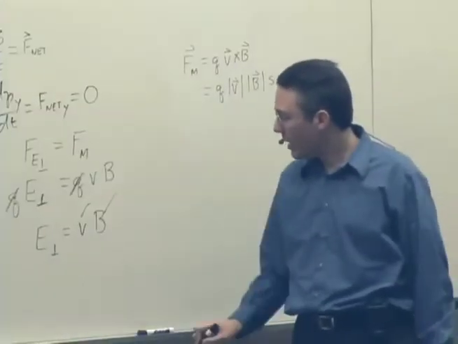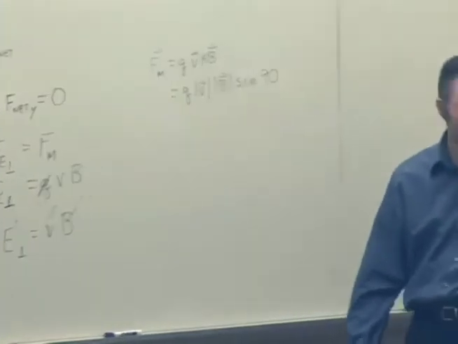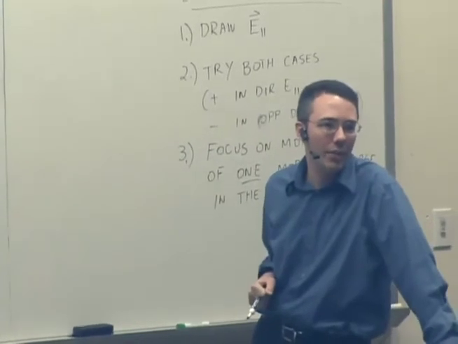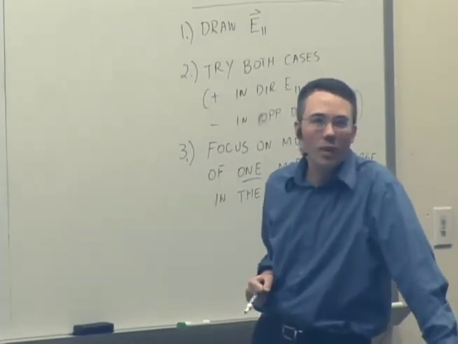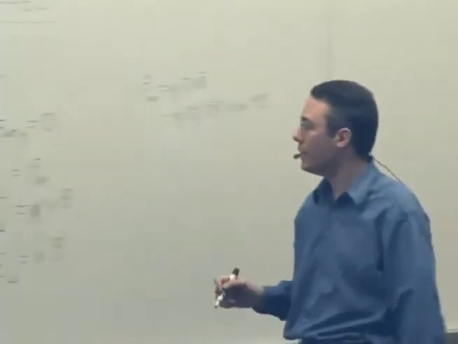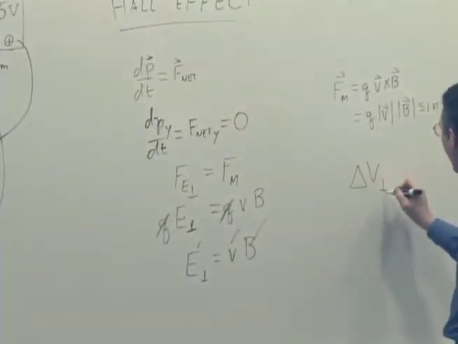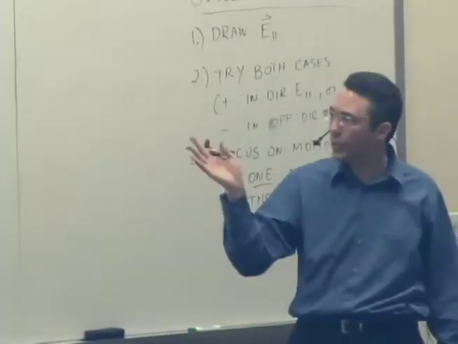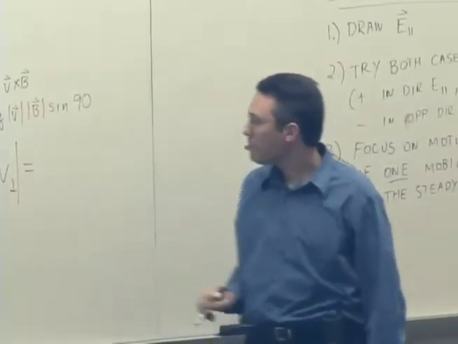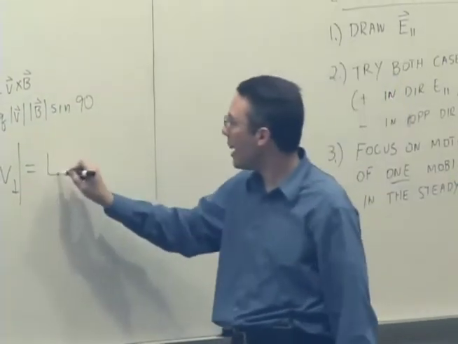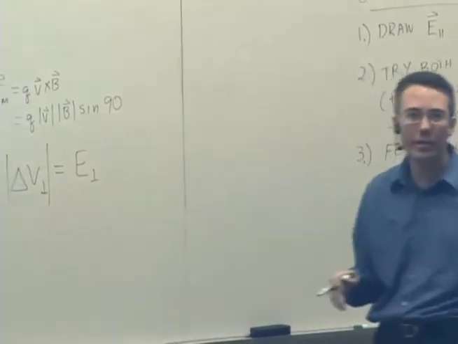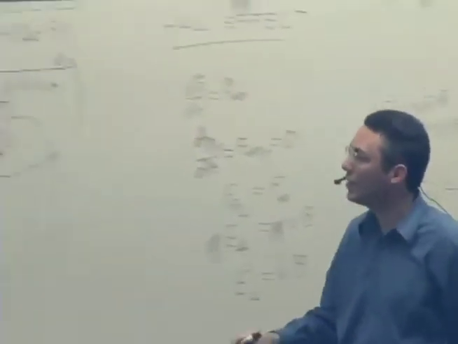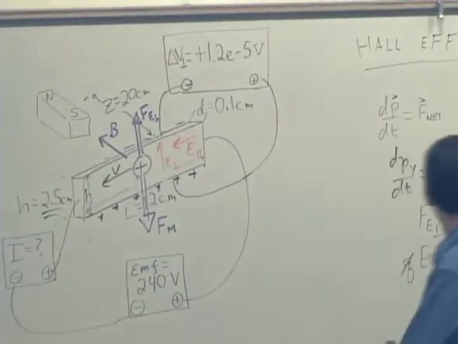We don't know the speed, and we don't know E perpendicular. Has that helped? Can we figure out E perpendicular? Can we relate it to something in the problem, something that's given? The delta V, right? We're given the perpendicular delta V. So how does delta V perpendicular relate to E perpendicular? Just the magnitude of it. It's going to be E dot L. Which L? What distance do we need to use here? The height, that's right. So we're going to have E times H, where H is this 2.5 centimeters.